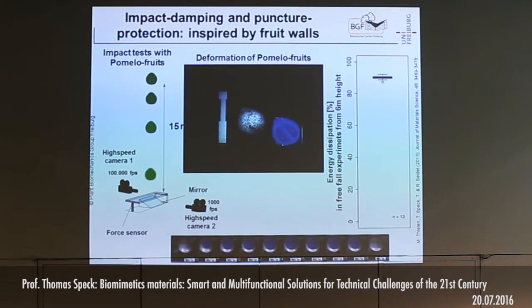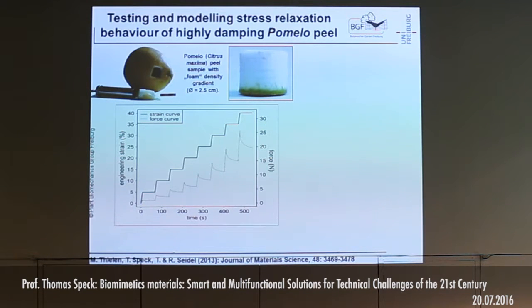And what is the secret? The secret is that the peel shows a very pronounced viscoelastic behavior. We did so-called relaxation tests, where we increased the strain stepwise, and then we measured how the force is changing. You see the force after a force peak always shows a relaxation, and this is due to the viscoelastic behavior of this peel.